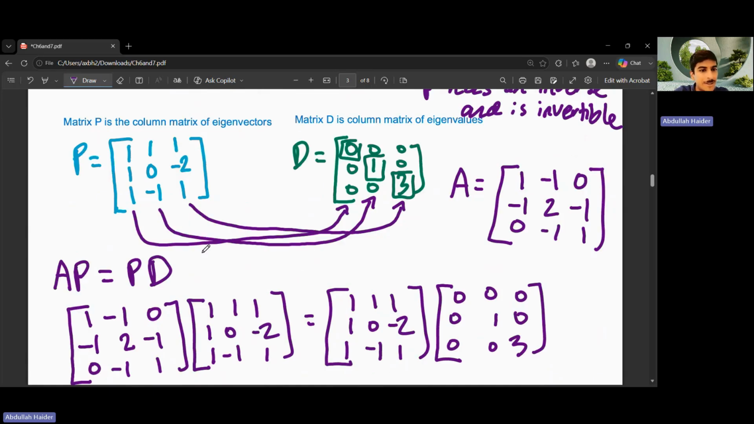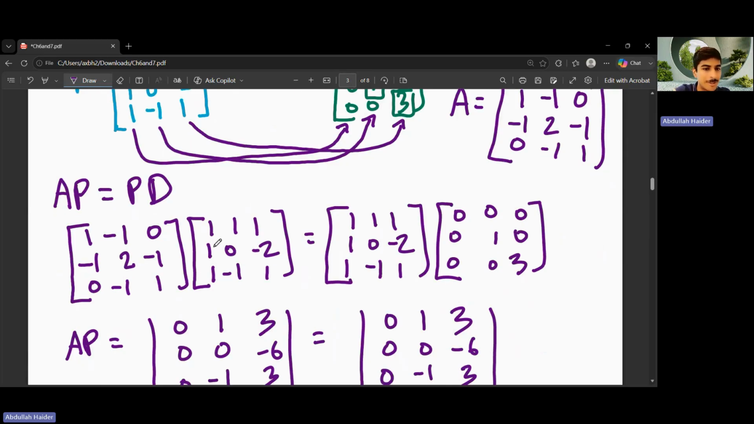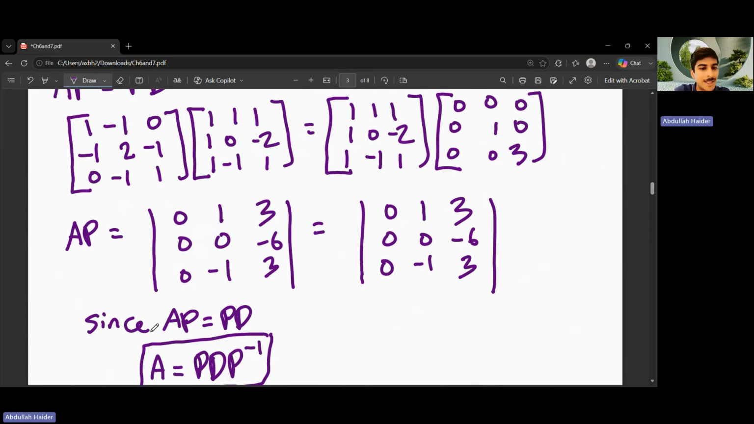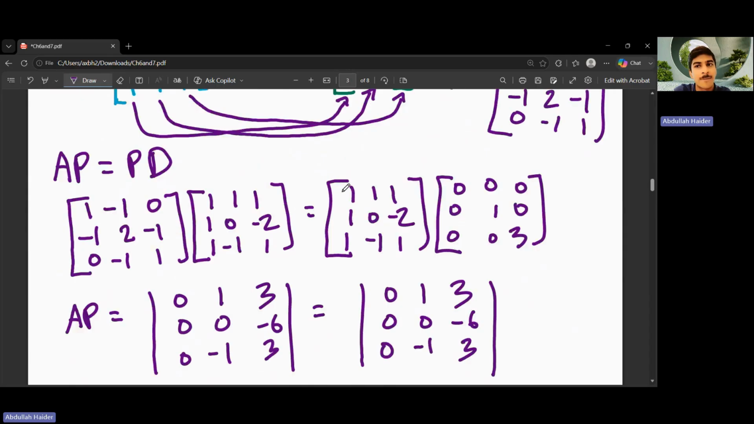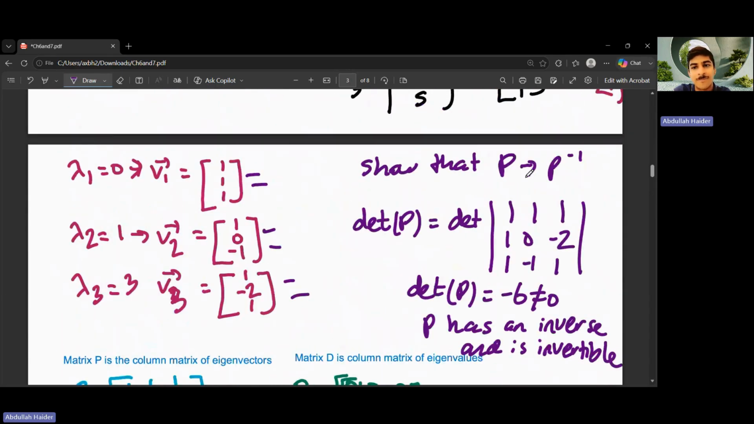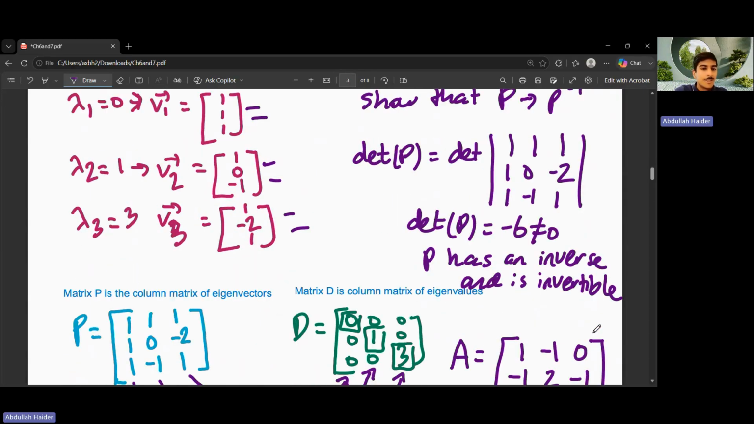And to show that they are diagonalizable, you do AP equals PD. You show the whole working of this, by the way, not only the final answer. And you show that they're equal, since AP equals PD equals PDP inverse. And since the eigenvectors are linearly independent, matrix A is diagonalizable. And to show that P is invertible, you find the determinant of P.